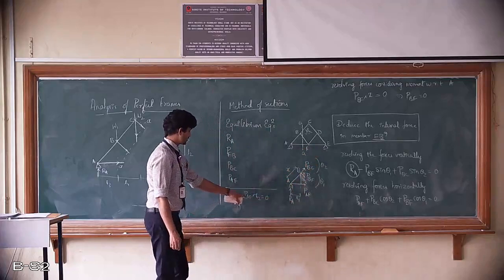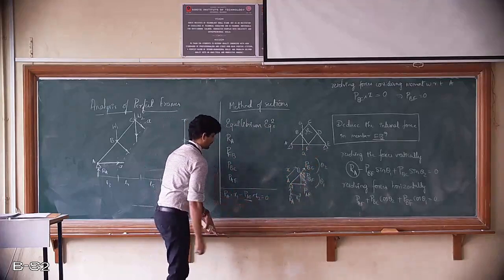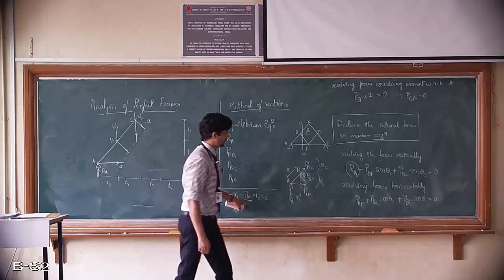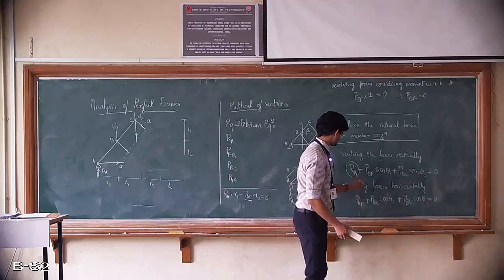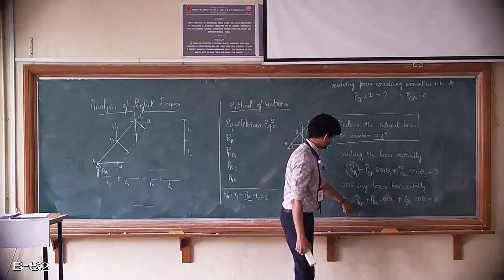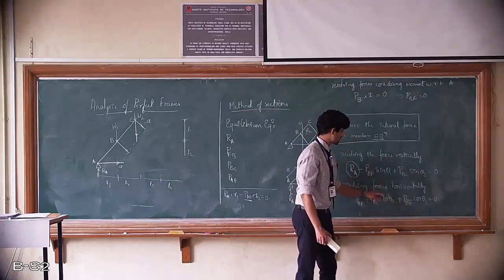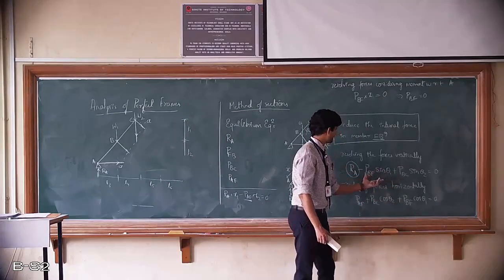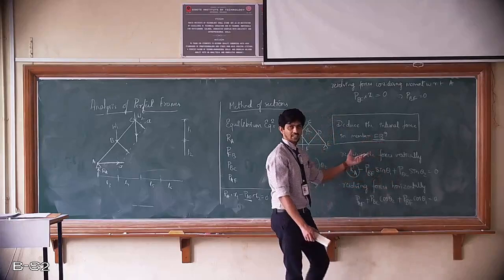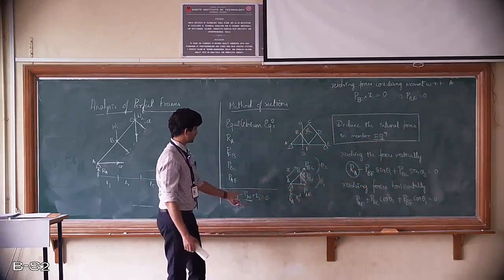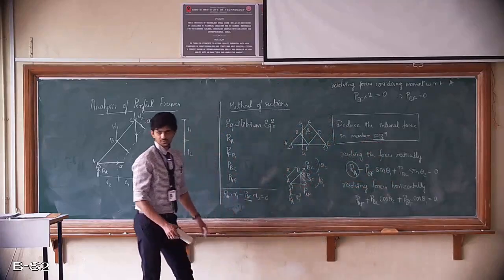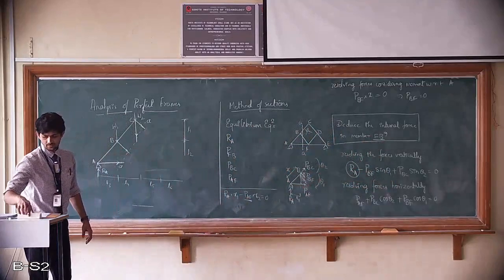If you resolve this, you will get PAF, and once you get PAF, if you substitute it in this particular equation, you will get two unknowns. Resolving these two equations simultaneously, you will get PBF. So that can be another method, considering the moment at that particular joint. So this is nothing but the method of sections.